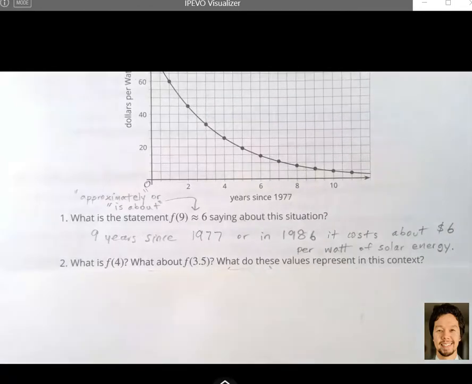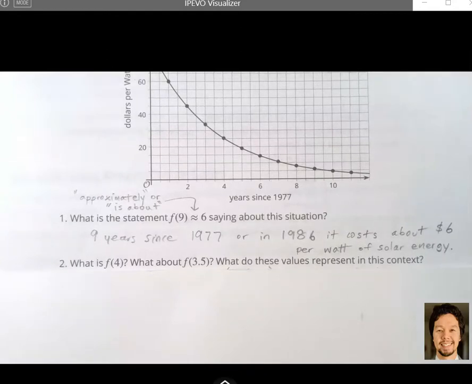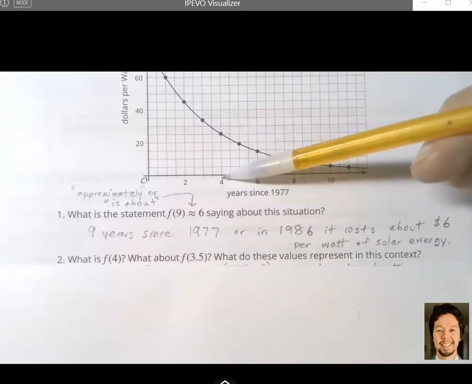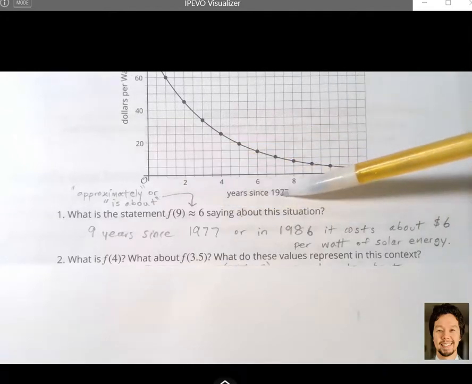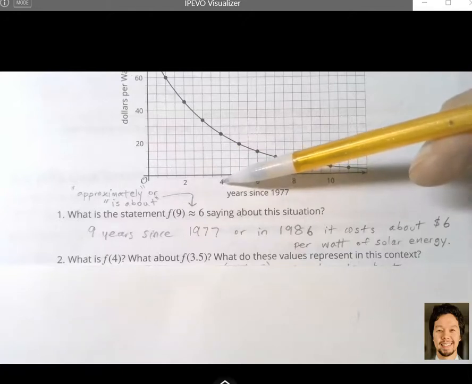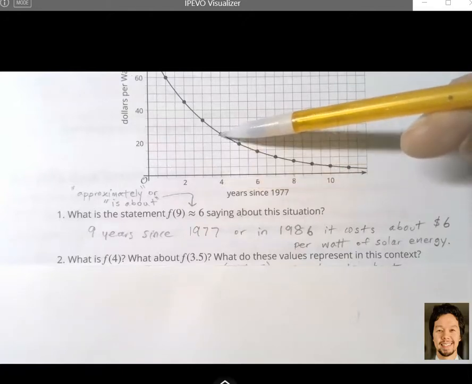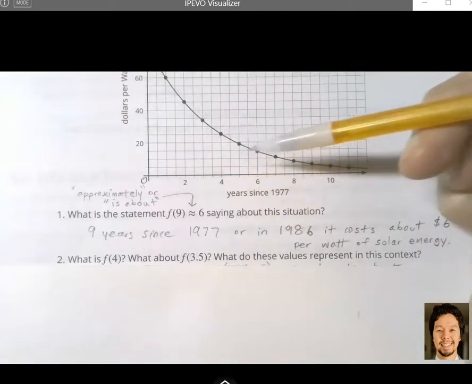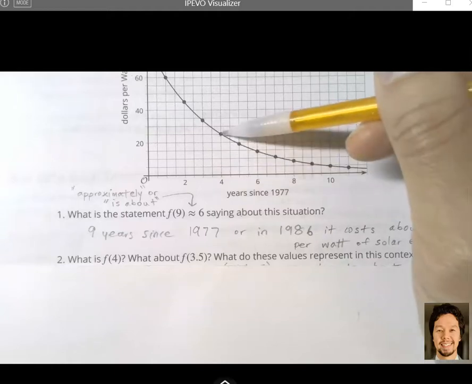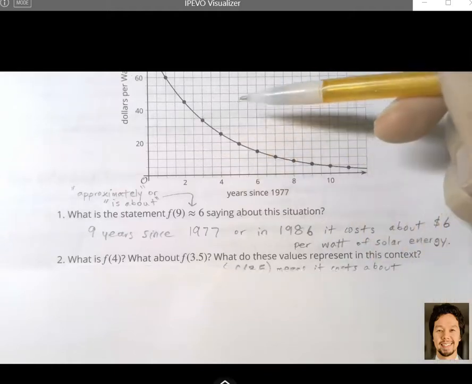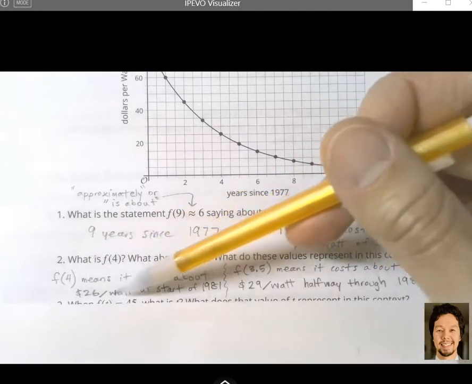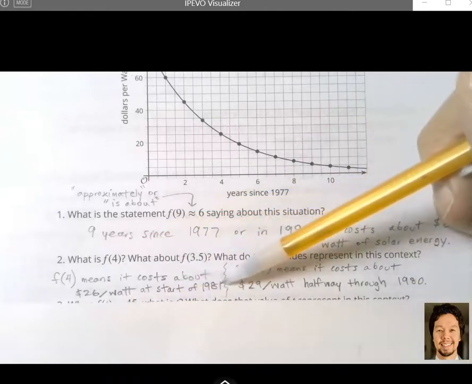What is f of 4? What about f of 3.5? What do these values represent in this context? Well, f of 4, if we go to 4, we know that's 4 years after 1977, so that's 1981. So in 1981, the cost of 1 watt of solar energy is right about 25, maybe 26. And there we go. So f of 4 means it costs about $26 per watt at the start of 1981.